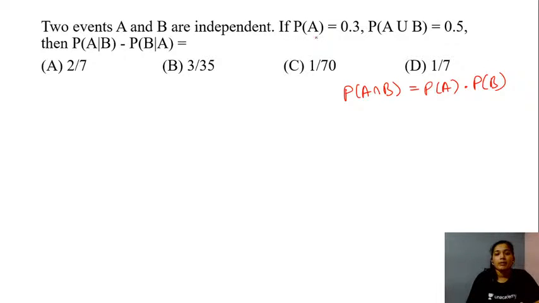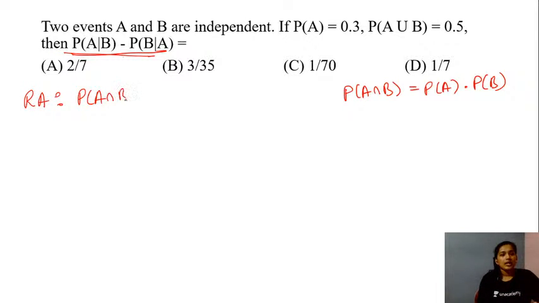Here you are given the probability of your event A as 0.3, the probability of your event A or B as 0.5. Then you are asked for the value of the probability of your event A given your event B minus the probability of your event B given your event A. Now this equation, let's express this using the conditional probability. So our required answer here in this case would be the probability of A and B divided by the probability of B minus the probability of A and B divided by the probability of A.